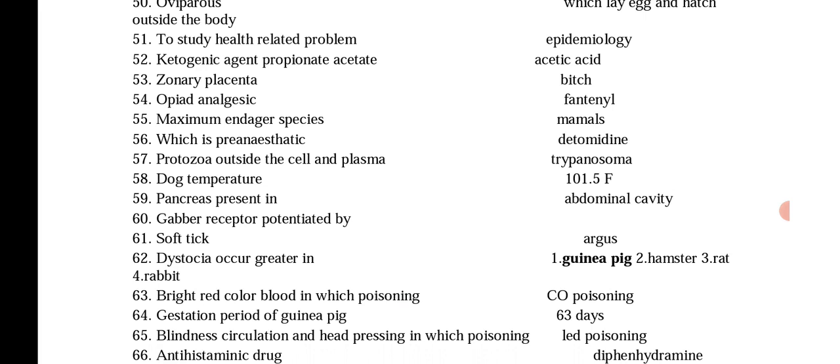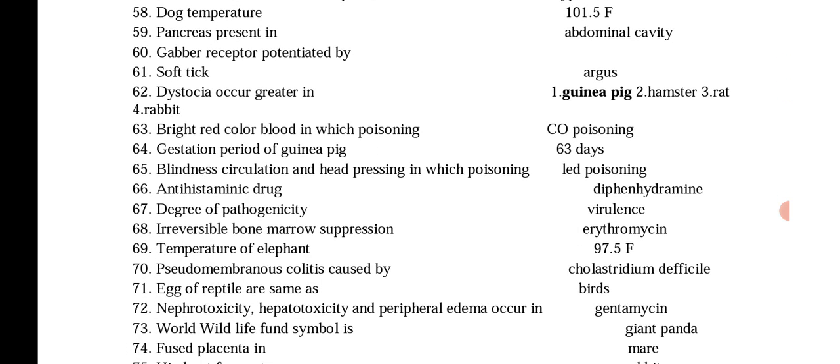Guinea pig has more prevalence or chances to have dystocia. Bright red colored blood is in carbon monoxide poisoning. The gestation period of guinea pig is 63 days or 2 months, the same as that of cats.